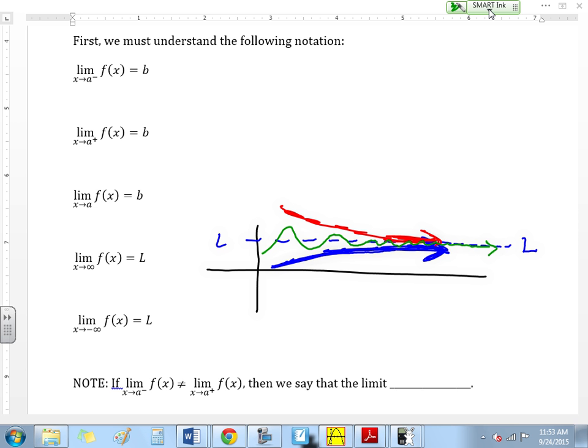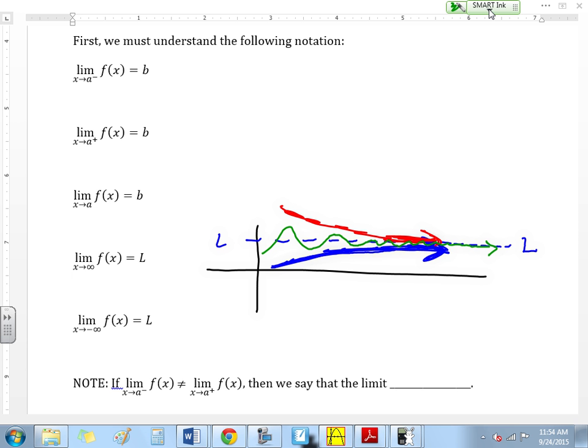So let's say L is 5. The y coordinates might be 4.8, 4.9, 4.99, 4.99999, and they're just getting closer and closer to 5. Or maybe they're coming from above: 5.1, 5.01, 5.001, 5.0000001. They're getting closer and closer to 5 from above. Or maybe the values are going 4.9, 5.1, and then 4.99, 5.01. They're getting closer and closer to 5, kind of surrounding 5, going back and forth and collapsing onto 5. That would be if L was 5.